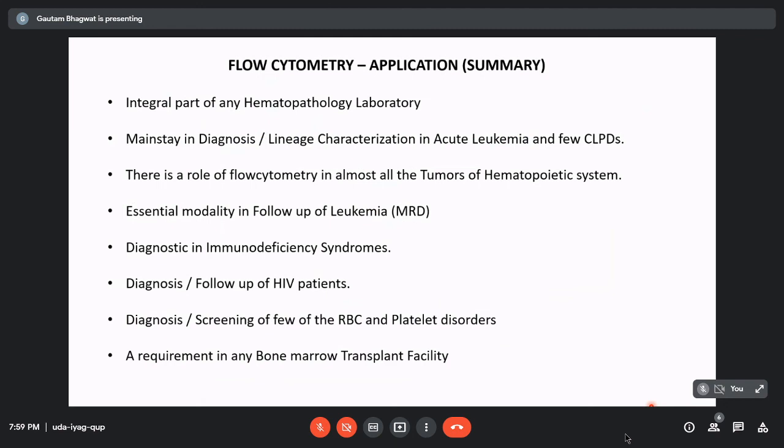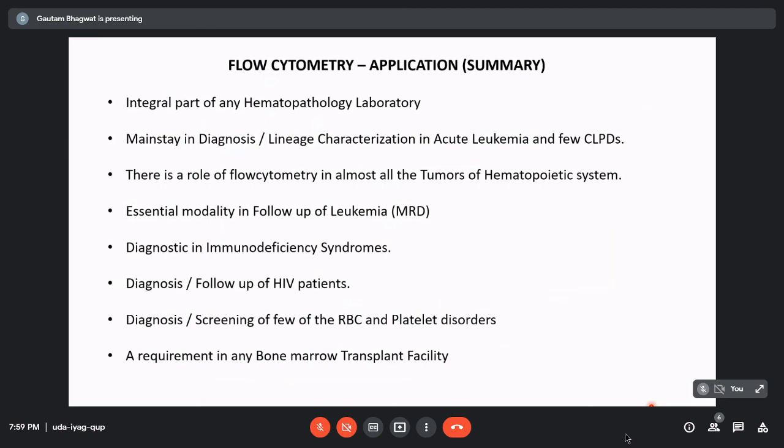It has its diagnostic role in immunodeficiency syndromes, as I mentioned, in primary as well as secondary. So it is very important in diagnosis and follow-up of HIV patients. Almost all HIV patients do their CD4 counts on a regular basis, and therefore flow cytometry plays a very big role in the treatment and follow-up of these patients.